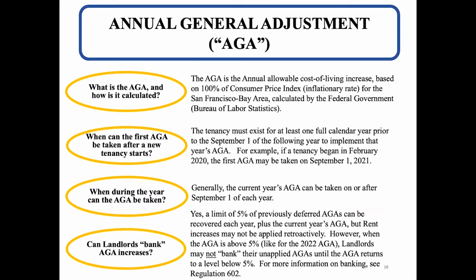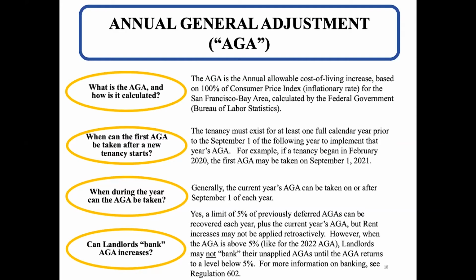So again, just to make clear, this last year the AGA was 1.6%. If a landlord had previously unapplied AGAs, that would be 1.6%, the current AGA, plus 5, so it's 6.6%. However, when the AGA is above 5%, like for the 2022 AGA, landlords may not bank their unapplied AGAs until the AGA returns to a level below 5%. For more information on banking, see Regulation 602.